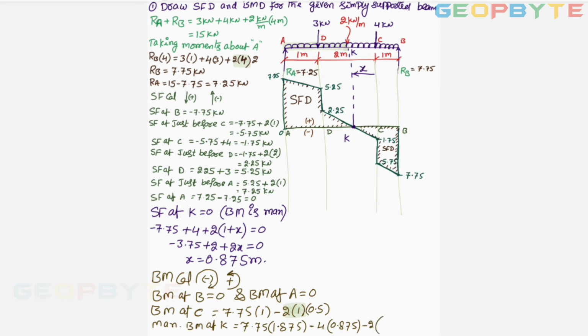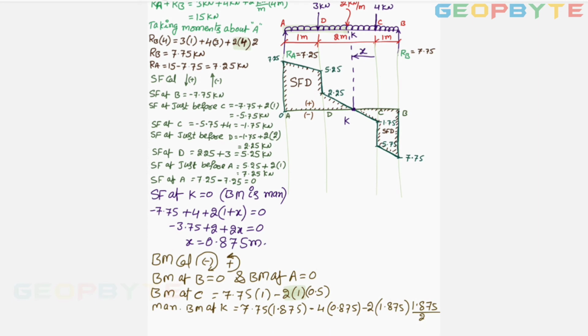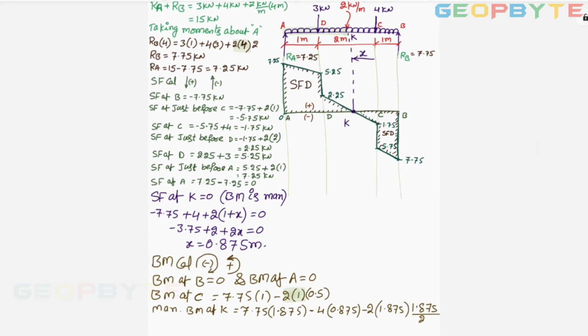UDL into UDL distance is 2 into 1.875. UDL into UDL distance gives the point load. Point load is assumed to be concentrated at the middle. From that middle point to distance K, 1.875 by 2. That is the maximum bending moment at K.